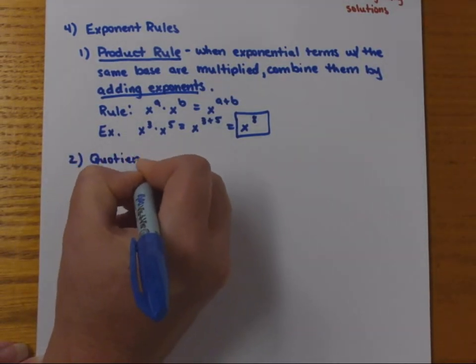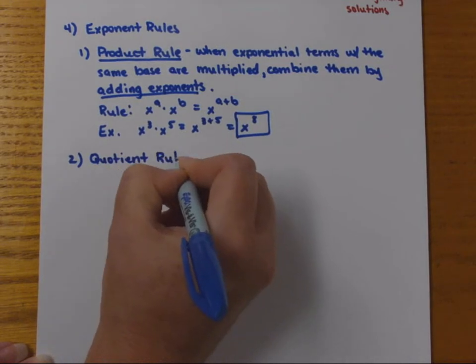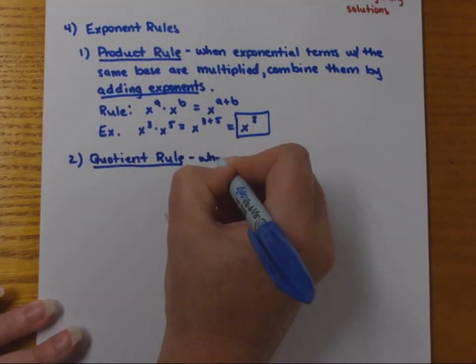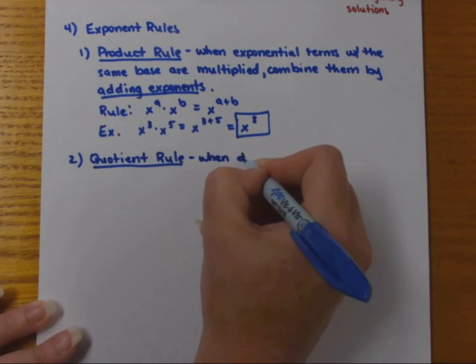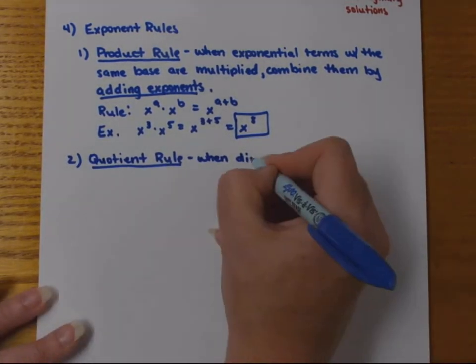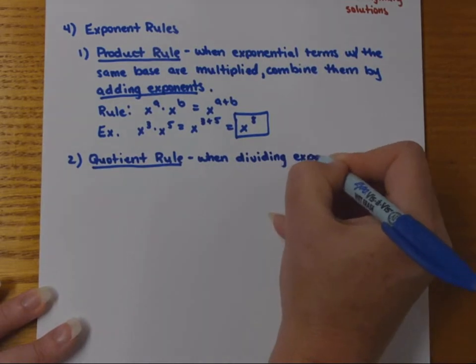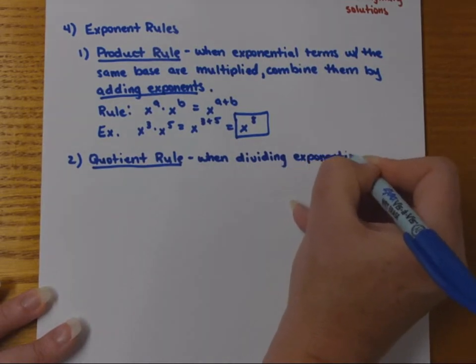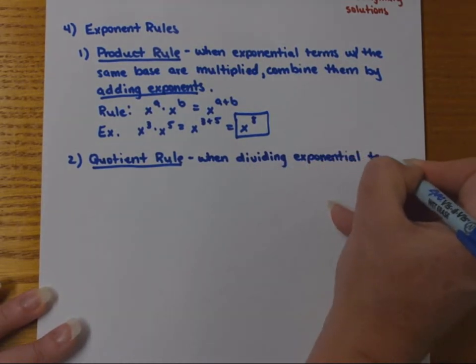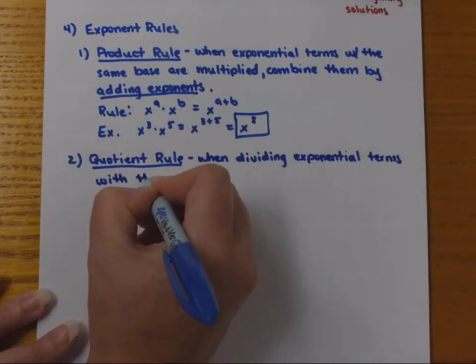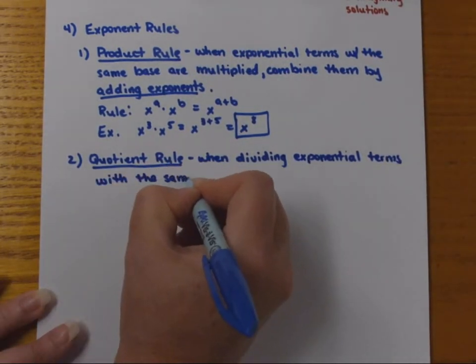The second rule is called the quotient rule. What this says is that when you are dividing exponential terms with the same base, then you subtract the exponents.